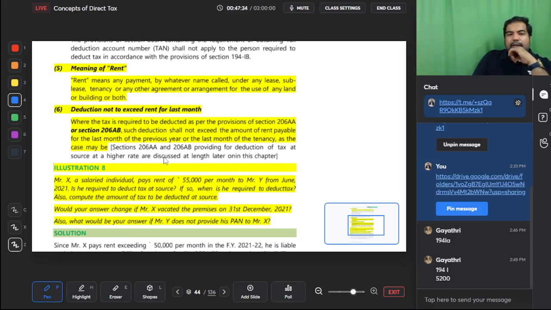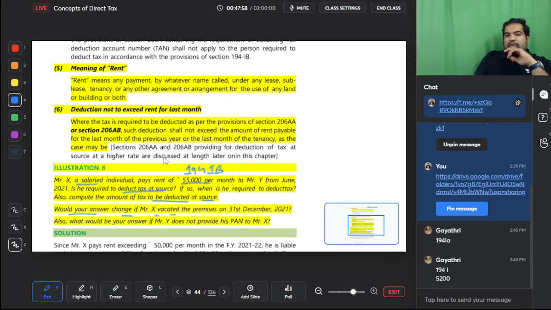Very simple question, guys. Mr. X, a salaried individual, pays a rent of 55,000 per month to Mr. Y from June 2021. Is he required to deduct tax at source? More than 50,000, guys, and he's a salaried individual, so under 194IB, TDS has to be deducted, but not every month, at the end of the year. If so, when is he required to deduct tax, also compute the amount of tax to be deducted at source.